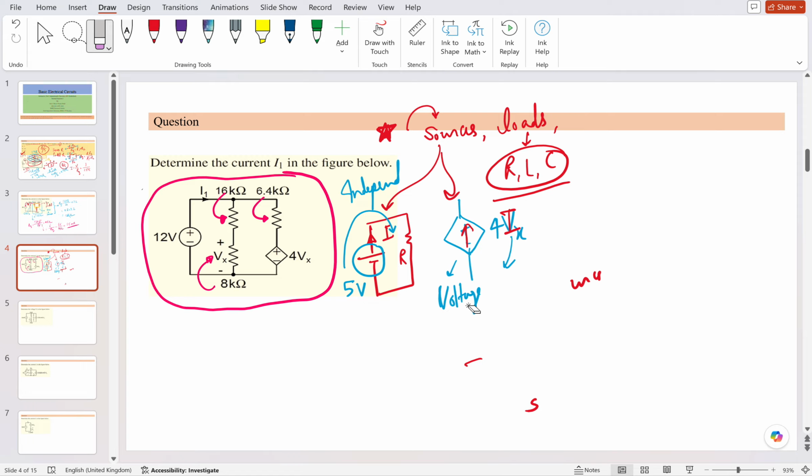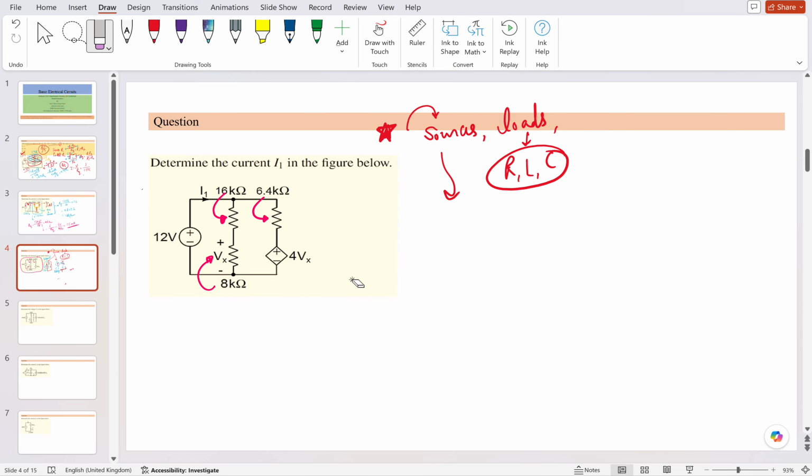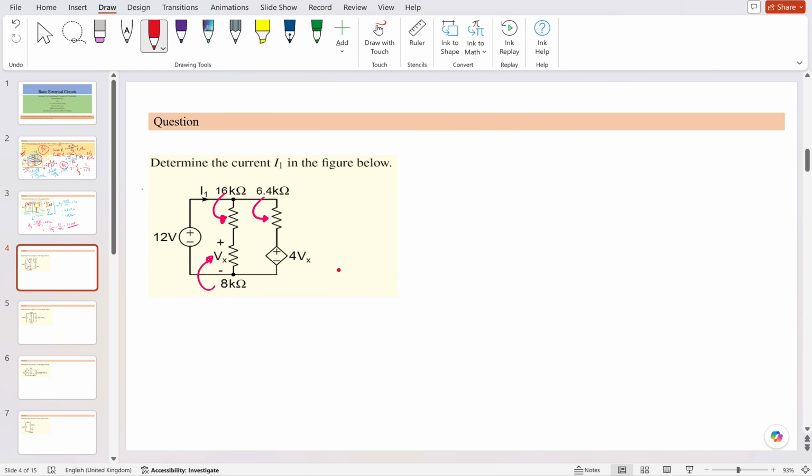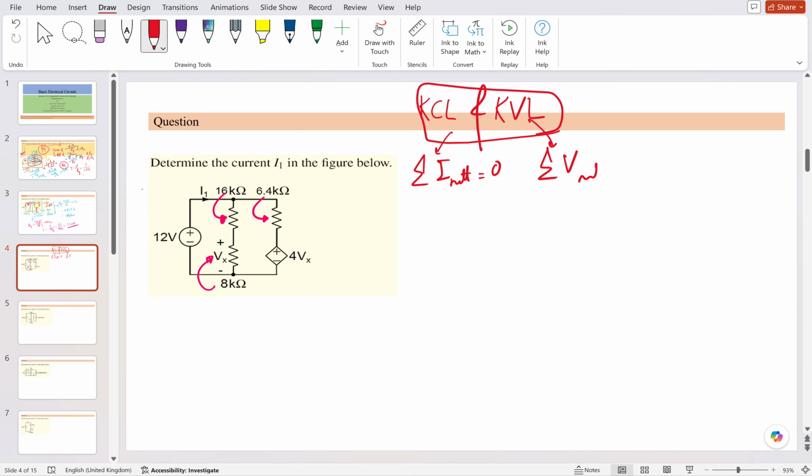Okay, the important problem is how to solve this network when you have dependent sources in the figures. To solve this kind of topology, you just have to master the basic KCL and the basic KVL. What does KCL say? Summation of I net is equal to 0 at a particular node. What is KVL? Summation of V net is 0 in a particular branch.